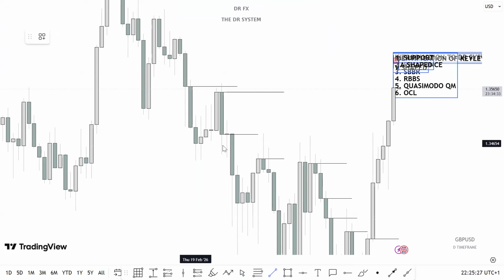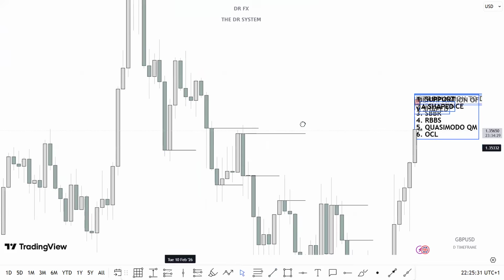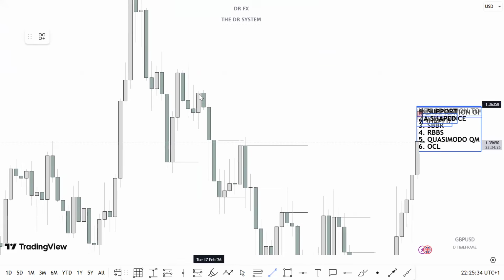A support right here. Right here, what do we have? A support right here. You can see all the supports are below the chart. And right here, what do we have? We have a what? Resistance.